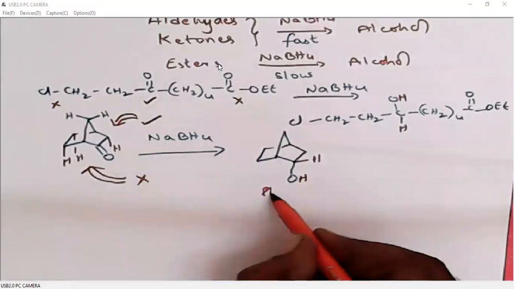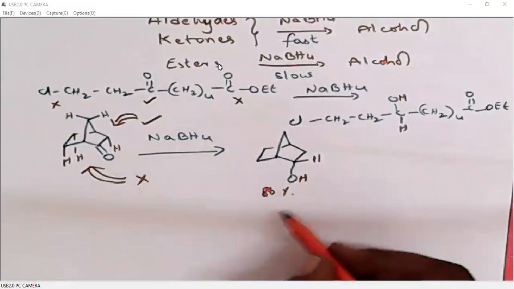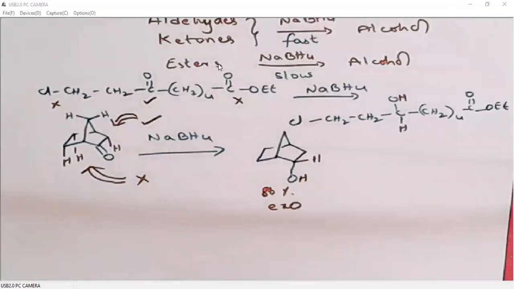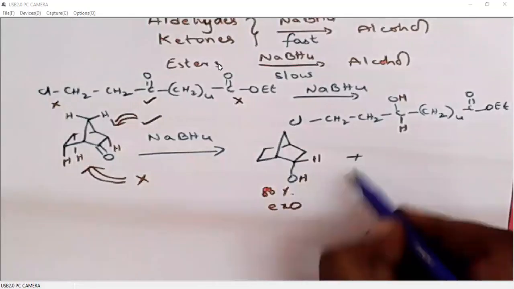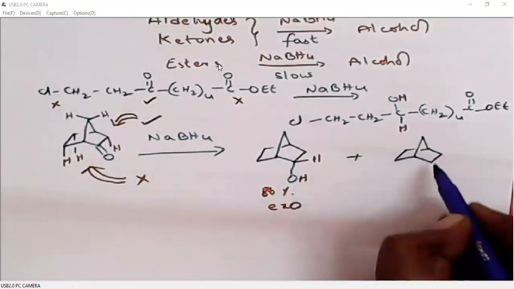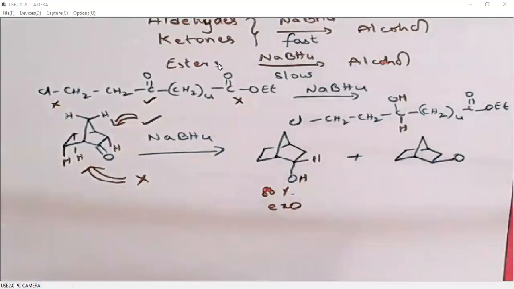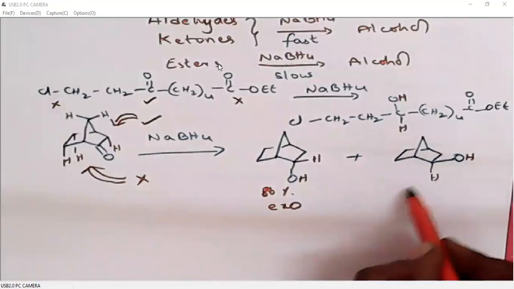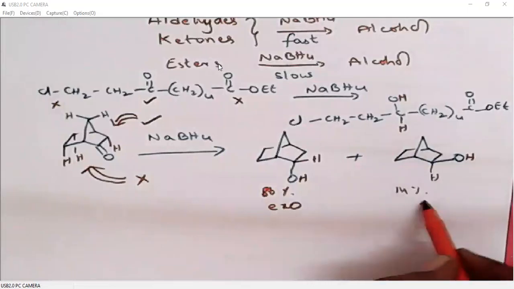So it is 86% product and it is exo, or alpha alcohol, and this is the major product. We also have a minor product which is beta alcohol. It is 14%, it is endo.